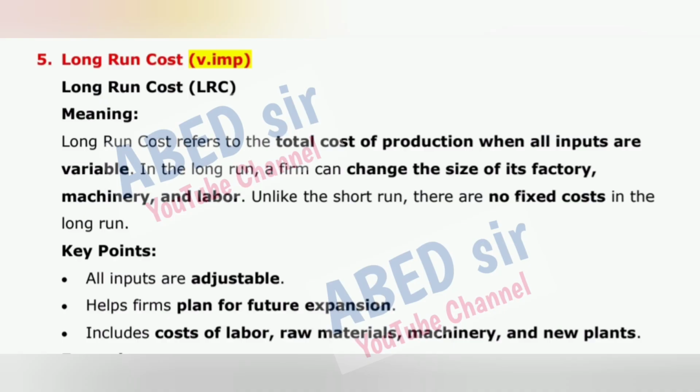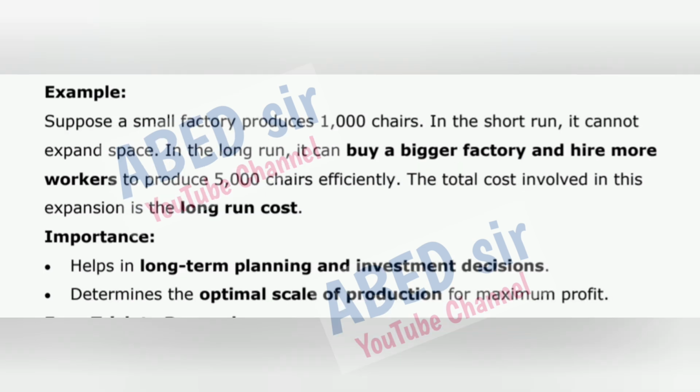Long run cost, LRC. Meaning: long run cost refers to the total cost of production when all inputs are variable. In the long run, a firm can change the size of its factory, machinery, and labor. Unlike the short run, there are no fixed costs in the long run. Key points: all inputs are adjustable. Helps firms plan for future expansion. Includes costs of labor, raw materials, machinery, and new plants. Example.